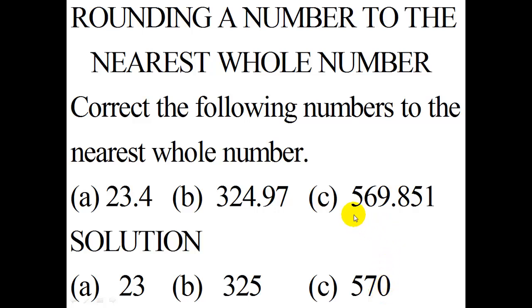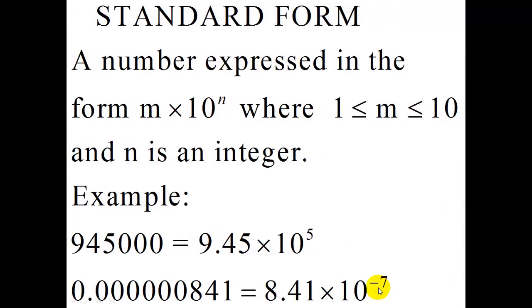570. Take note that the number before the decimal point is 569. But after the decimal point, the first number, 8, is what we consider. And 8 is greater than 5. So we consider it as 1 and add it to 9, and 9 plus 1 equals 10. So we write the 0 and give the 1 to 6. And 6 plus 1 equals 7. So we have 570.